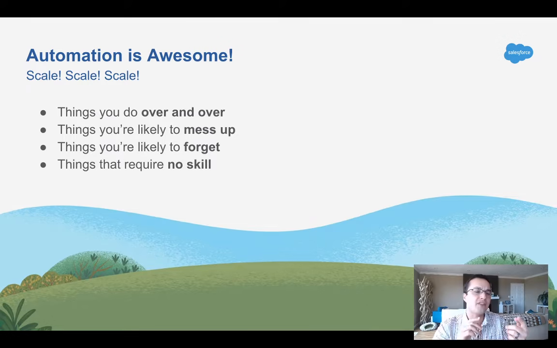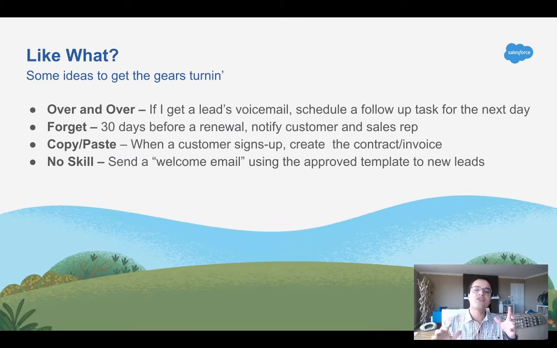Think about things that people do over and over and over again. Think about things people are likely to mess up or forget doing. And think about those things that don't require any skill. They don't require a human to make a decision and really think about it. I mean, 2 days after someone signs up, they're going to get an email. You don't need a person to be involved. They don't need to pay me an hourly rate to do that. Automate it, right? So think about things like logging a voicemail and scheduling a follow-up call.